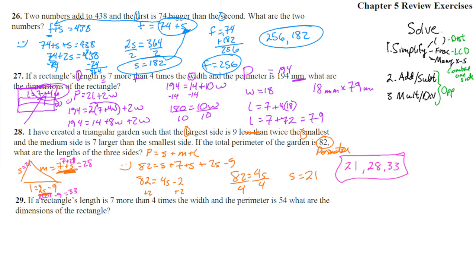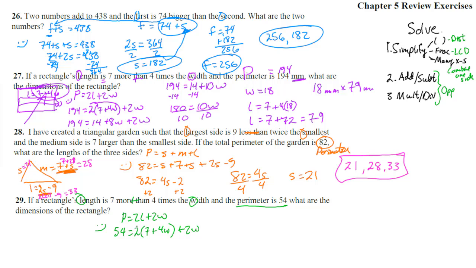And number 29. If a rectangle's length, this is going to be just like what we did in 27. So the rectangle's length is 7 more than 4 times the width. So that's 4W. Perimeter is 54. So perimeter equals 2L plus 2W, just like we had before. Perimeter is 54. The length is 7 more than 4 times the width. And we have the plus 2W. Look, that's an equation. We can do that, guy.